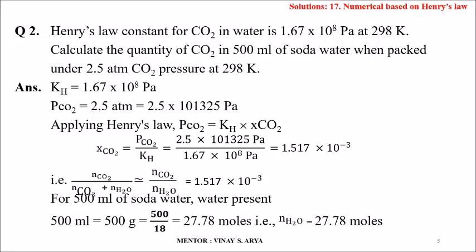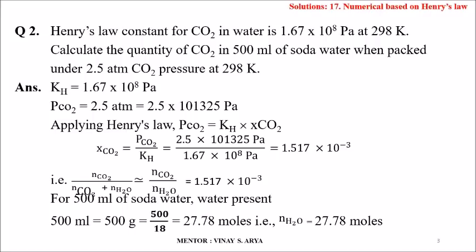Conversion. Applying Henry's law, the pressure of CO2 is KH into X CO2. So X CO2 is pressure of CO2 upon KH, that is 2.5 into 101325 Pascal upon 1.67 into 10 to the power 8 Pascal, which is equal to 1.517 into 10 to the power minus 3, whatever way you want to go for. Therefore, n CO2 upon n CO2 plus n H2O is equivalent to n CO2 upon n H2O, because in the denominator, since the value of n CO2 is very less as compared to n H2O, that is neglected. So that becomes equal to 1.517 into 10 to the power minus 3.